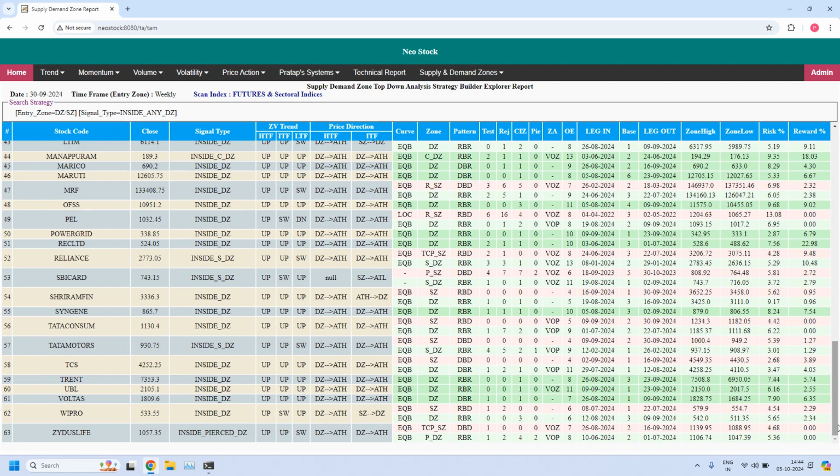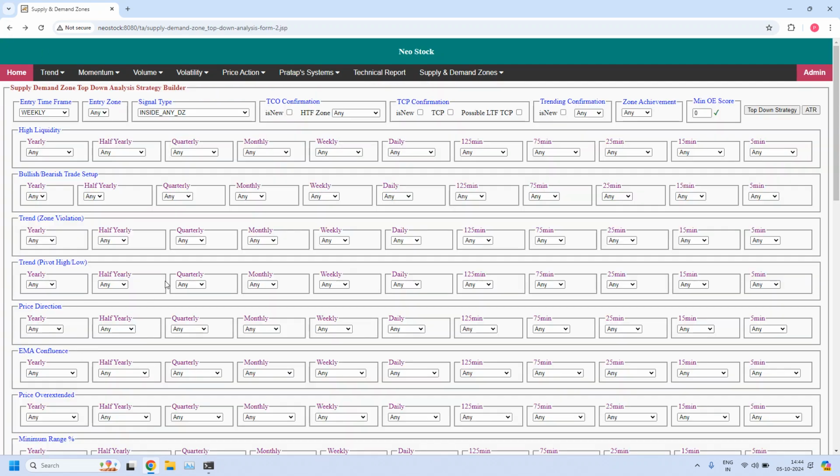Okay, but we need to identify high probability setups. So that is the reason why, first let us identify how many of these zones are having weekly EMA confluence out of the 63. So let me go back. So in the EMA confluence, weekly time frame, weekly demand zones are having weekly EMA confluence.